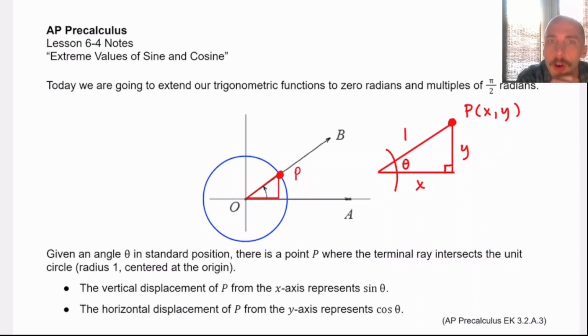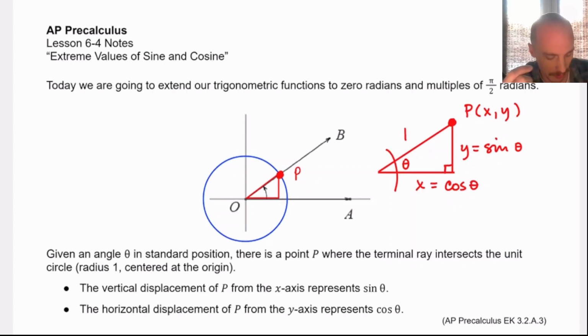And from there, on a SOHCAHTOA level, think about it, the vertical displacement of P from the x-axis represents sine theta. That's the y-coordinate of point P. So I'm going to actually write in y equals sine theta on the unit circle. And x is going to equal cosine theta, as long as we're on a unit circle. If we were not on a unit circle, for sine theta, it'd be the ratio of that vertical displacement, which could be negative, to the hypotenuse of the triangle, or the radius of the circle that we're intersecting with.